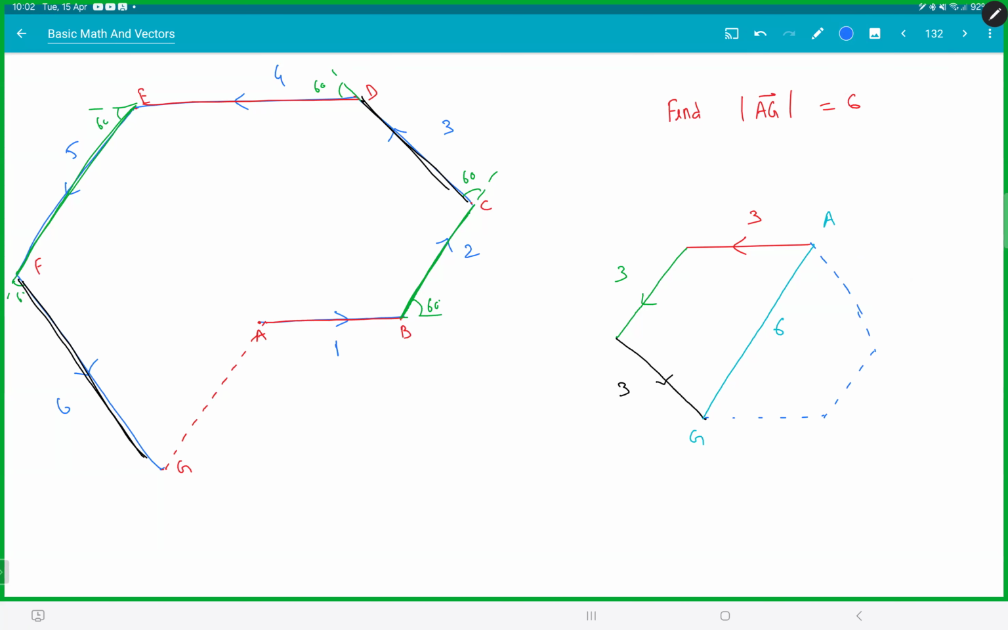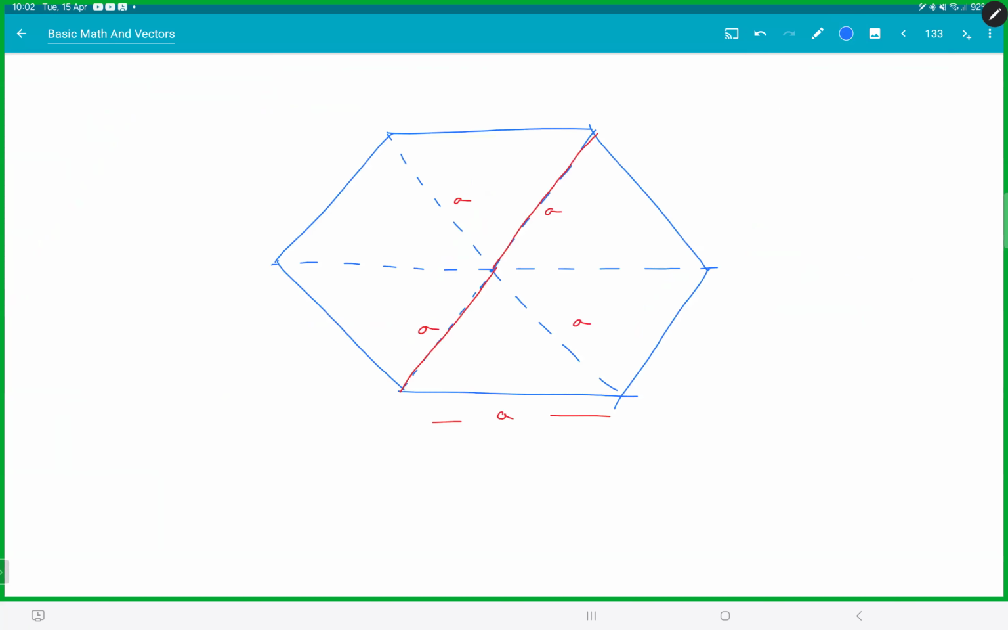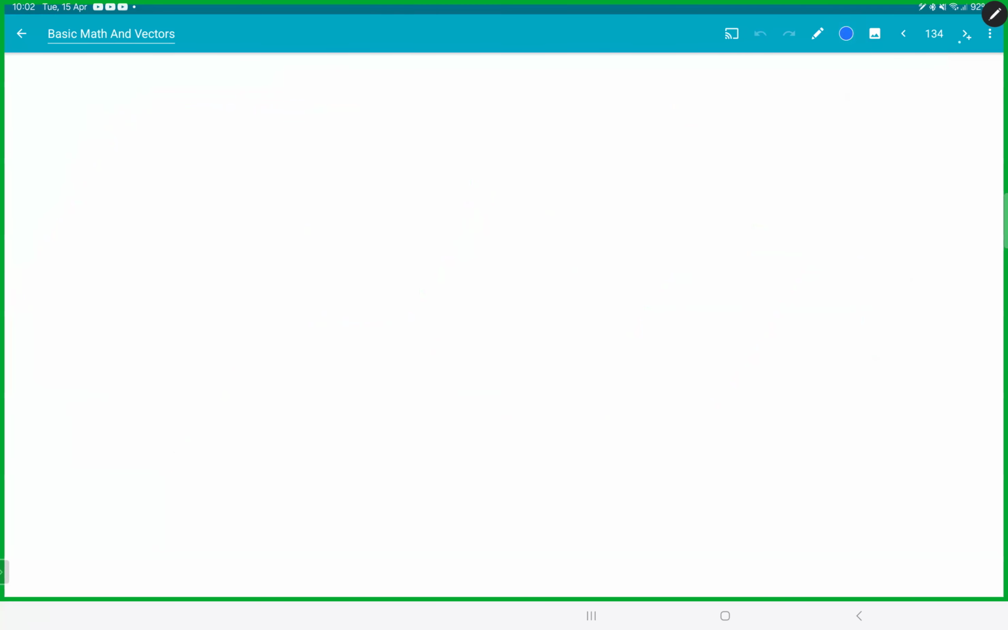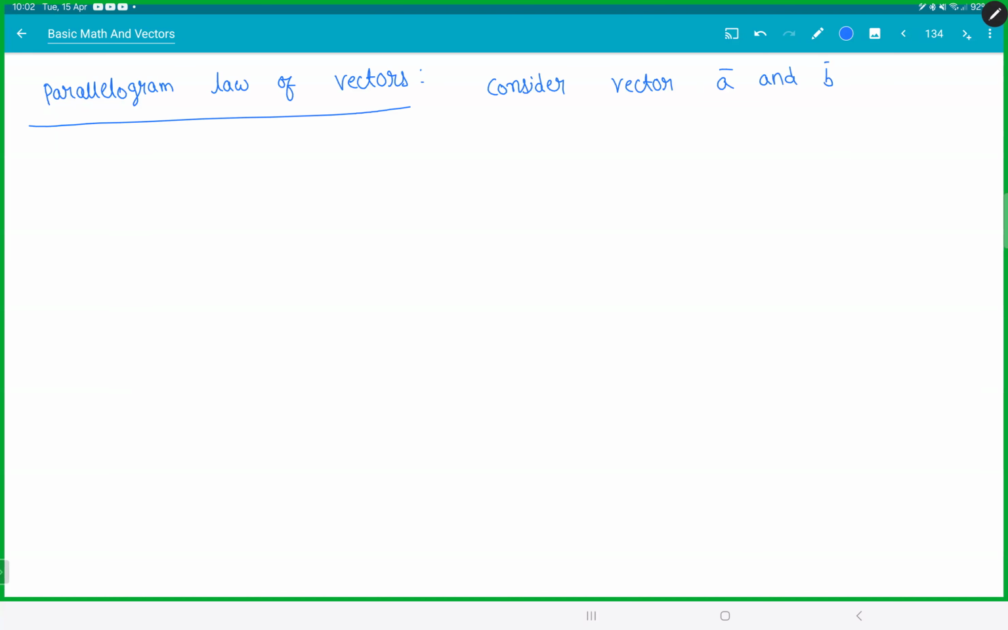So that is a bit about the polygon law. The next thing, the parallelogram law of vectors. It is all these shapes only. So we finished triangle, polygon, now we came to parallelogram law. So consider, this is not really a big deal. We have actually done this, vector resolution component. So consider vectors A bar and B bar with an angle theta between them.